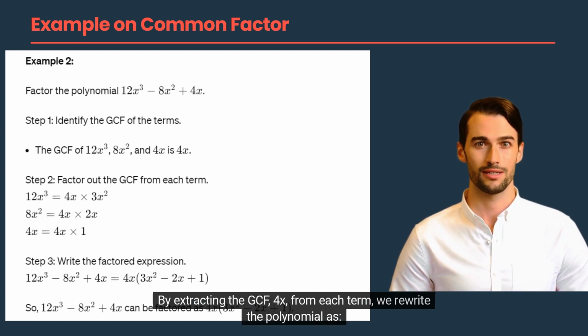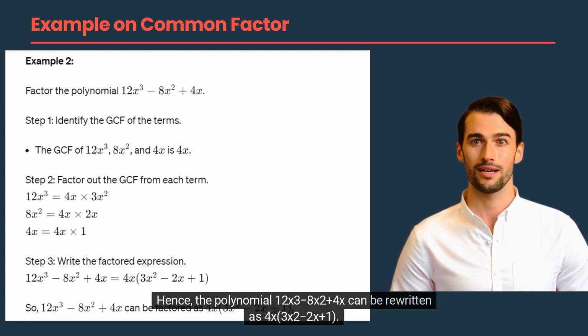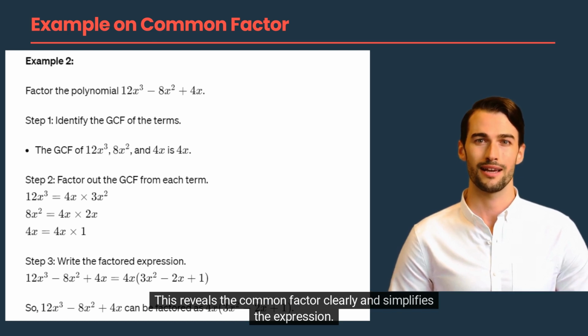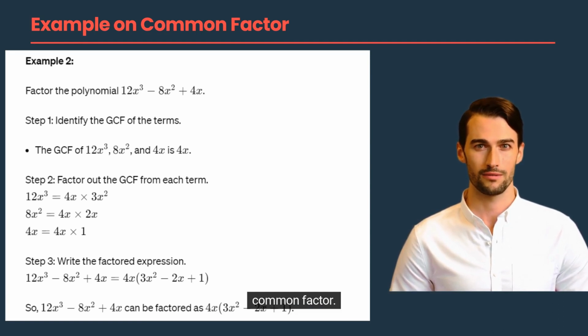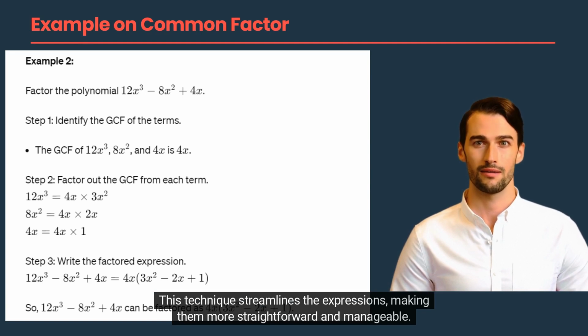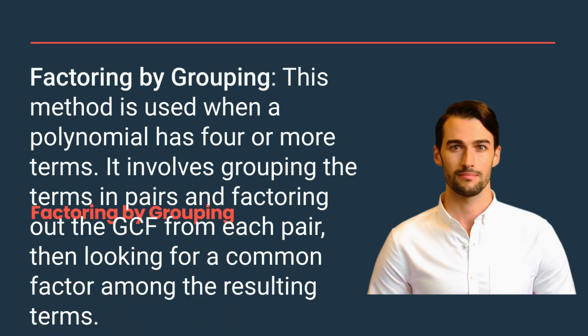By extracting the GCF, 4x, from each term, we rewrite the polynomial as 12x³ + 8x² + 4x equals 4x times (3x² + 2x + 1). Hence, the polynomial can be rewritten as 4x(3x² + 2x + 1). This reveals the common factor clearly and simplifies the expression. The examples demonstrate the process of factoring polynomials by identifying and extracting the greatest common factor. This technique streamlines the expressions, making them more straightforward and manageable.